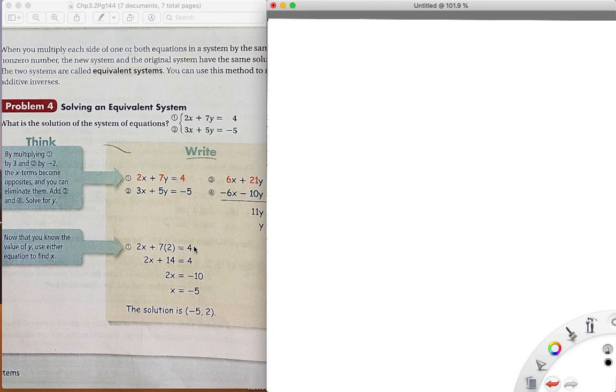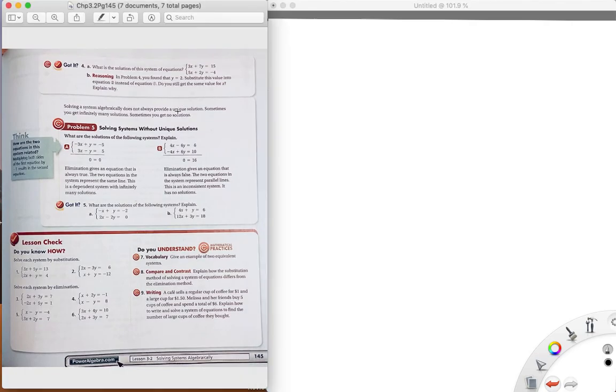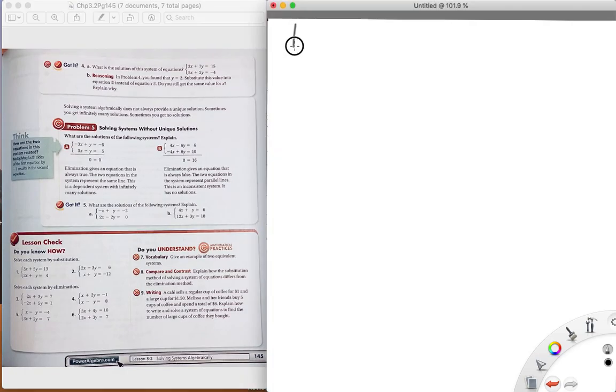And then we have the concept of an equivalent system, which means that we can multiply or divide to manipulate our equation, and the equations are still the same. So this is still elimination, but it's elimination by multiplying or using equivalent systems. So here's how this works.